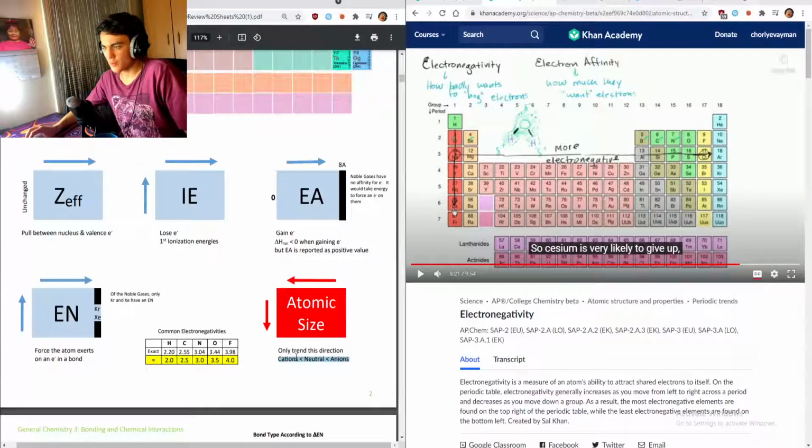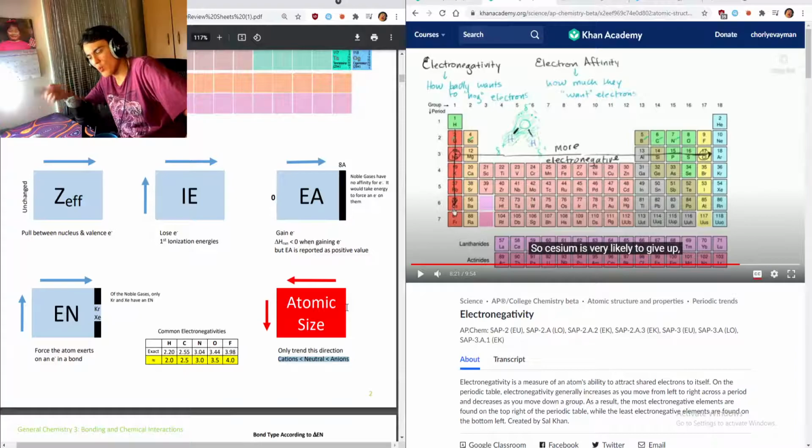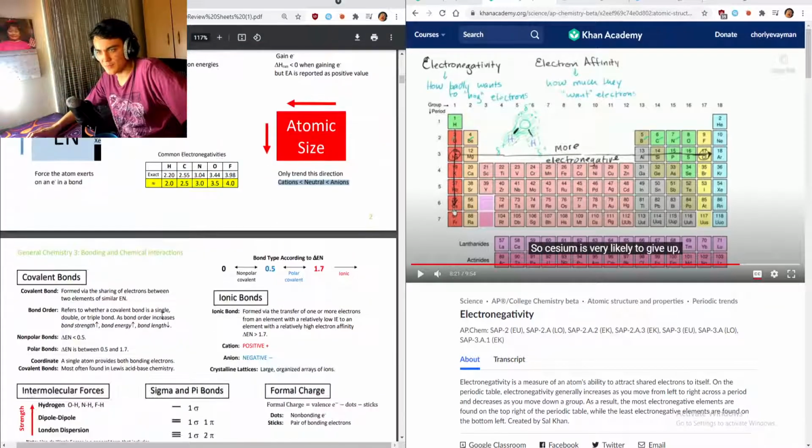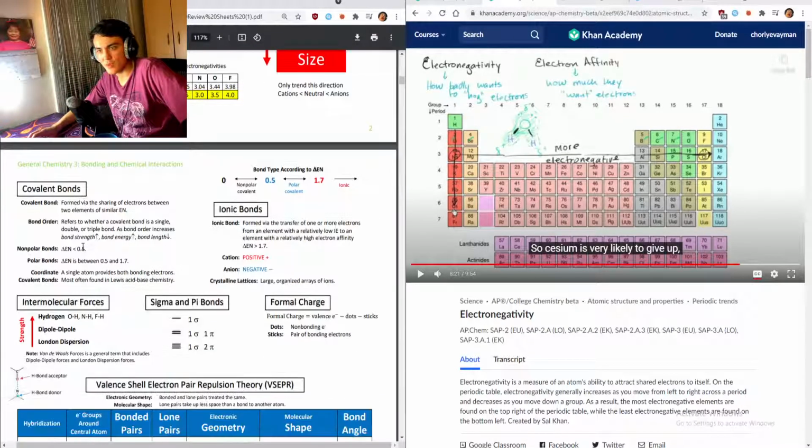I never knew this rule here. Cations are smaller, then neutral, then anions. An anion will have more electrons, which means it would be bigger. Does that make any sense? Anions would be greater than neutral, and neutral would be greater than cations, because anions have more electrons, which means increasing the atomic size. That makes sense. So I kind of knew this subconsciously.